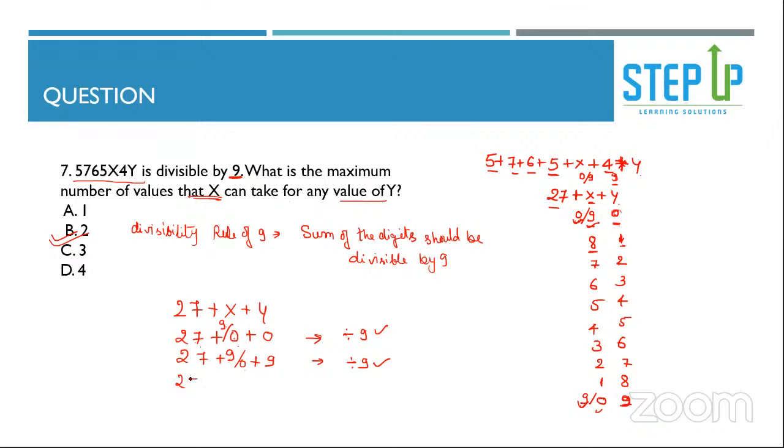But when I proceed, if I'm taking y equal to 1, x has to be 8. So x is taking only one value. If y is 2, x has to be 7, and so on, whatever numbers I have written here. So what is the maximum number of values that x can take? Maximum it can take 2 values. All right, so the answer is 2. I hope it is clear.